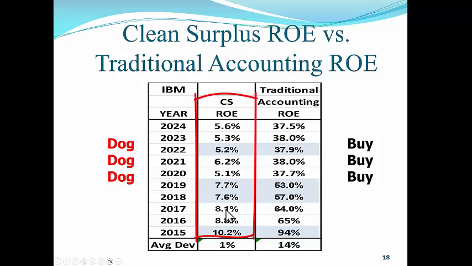Totally different. In fact, the average stock has a clean surplus return on equity of 13 to 14%, depending on which year it is. So we're looking at IBM that has less of a clean surplus ROE than the average stock. Using the clean surplus method, we would expect IBM to have a lower return than the average stock. In other words, we're saying it's a dog, it's a dog, it's a dog. Do not buy IBM. Traditional accounting ROE says buy.